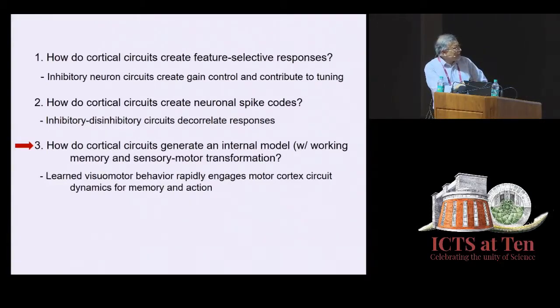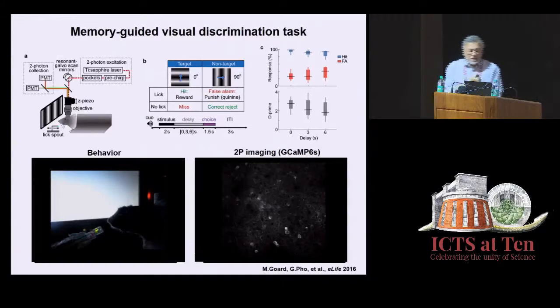Finally, how do cortical circuits generate an internal model? And I'll give you the answer because I was concerned that I'll run out of time. Learned visuomotor behavior rapidly engages motor cortex circuits in order to create dynamics that underlie internal representations. We can train a mouse to do interesting things. Here's the simplest task that allows us to probe what is the nature of an internal model.